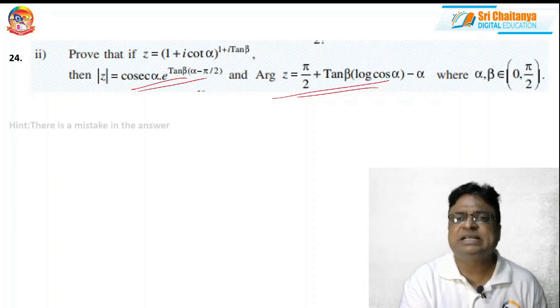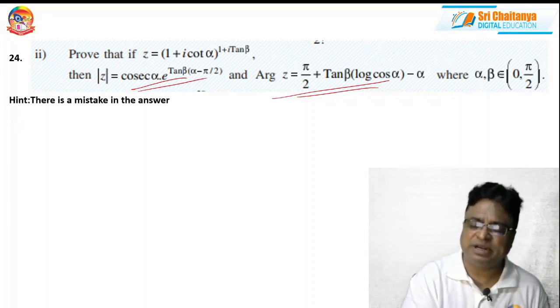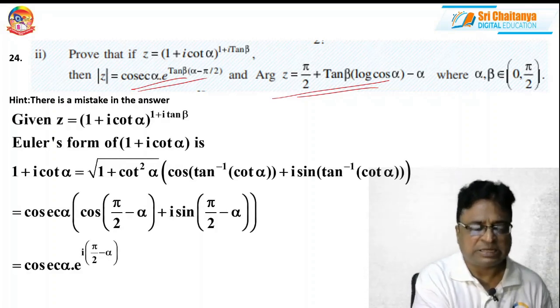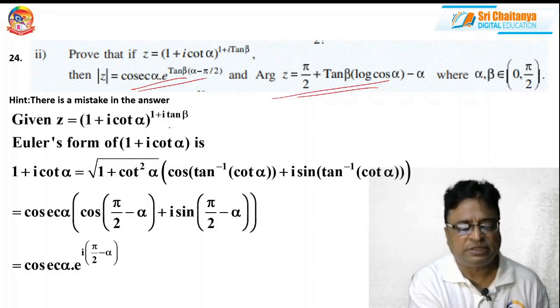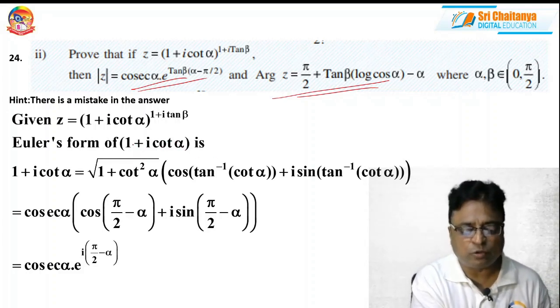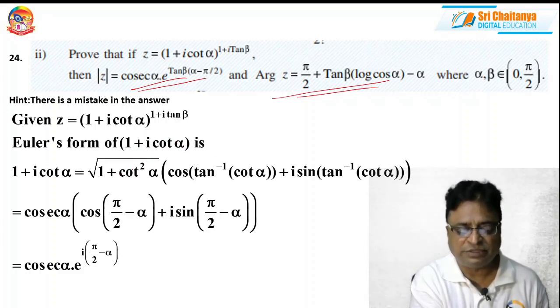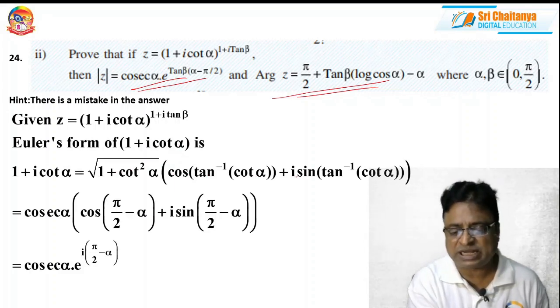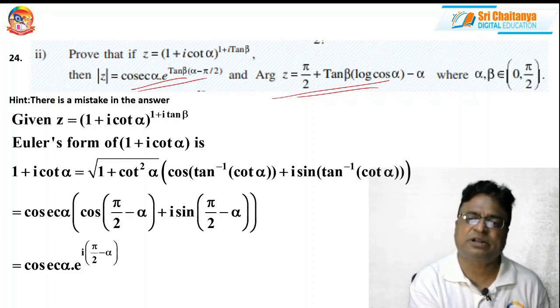But my friends, there is some mistake in the question. I mean the answer especially, not the question. Okay, I will explain. Suppose we take Euler's form. What is Euler's form of 1 plus i cot alpha? So mod r into cos theta plus i sin theta. What is r? Root of 1 plus cot square alpha, into cos of tan inverse of cot alpha plus i sin of tan inverse of cot alpha.